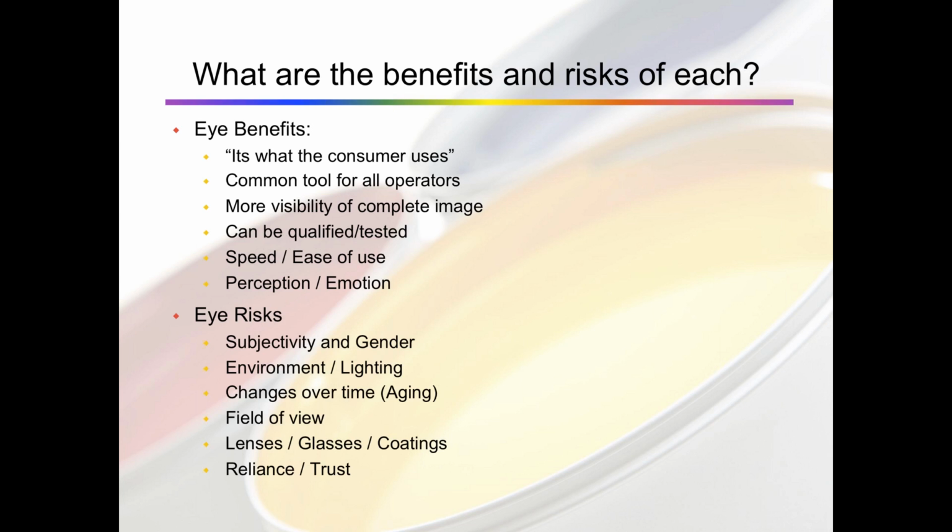Now, with these benefits, there are also some risks that we want to consider. The risks that the eye is open to is, number one, subjectivity and gender. So each of us will see color in a slightly different way. This is something that is very easy to demonstrate with something like the dress. That's a great example of subjectivity, as well as gender. You heard me talk about in color blindness that different eyes from different genders have either more or less susceptibility to a color blindness issue.